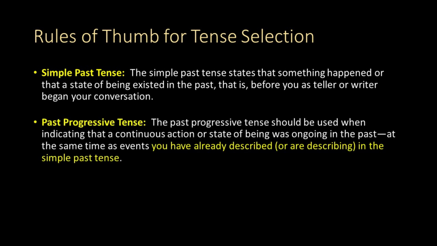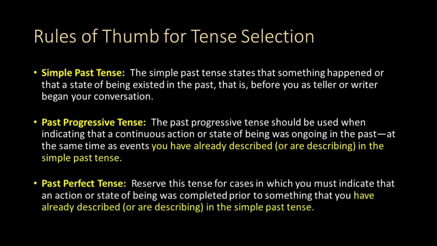Now regarding past progressive tense. The past progressive tense should be used when indicating that a continuous action or state of being was ongoing in the past at the same time as events you have already described or are describing in the simple past tense. Regarding past perfect tense. Reserve this tense for cases in which you must indicate that an action or state of being was completed prior to something that you've already described or are describing in the simple past tense.